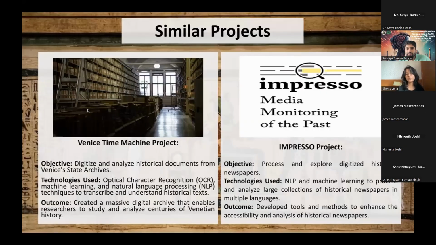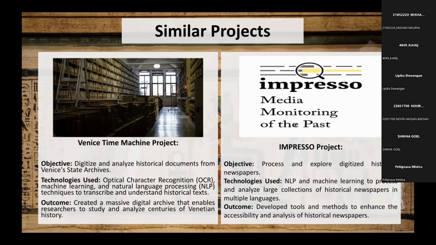And while researching for this project, I came across similar projects which are already out in the market. There is this project called the Venice Time Machine project. Over here, they did the same thing. They made use of historical documents from the Venice State Archives, and they digitized them using OCR and NLP. As a result, they have a massive digital archive. This is kind of easier compared to doing it with Odia text, because they are using the Anglo writing, for which the data set is already available.